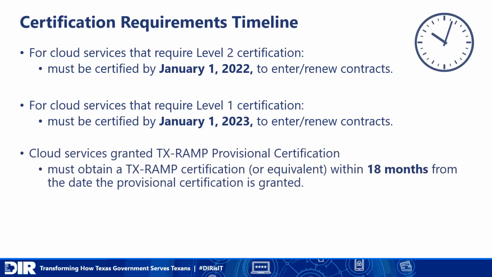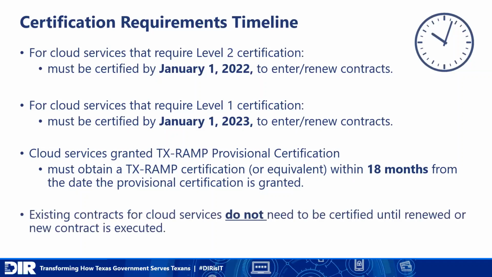And then cloud services granted TXRAMP provisional certification will need to obtain either the TXRAMP level 1 certification, TXRAMP level 2, or an equivalent, which I'll get to in a moment, within 18 months from the date the provisional certification is granted. So it's a good practice to make sure that that is initiated early so that there is plenty of time for that cloud service provider to complete the assessment and upload documentation so that they can achieve the full level 1 or level 2 certification going forward.